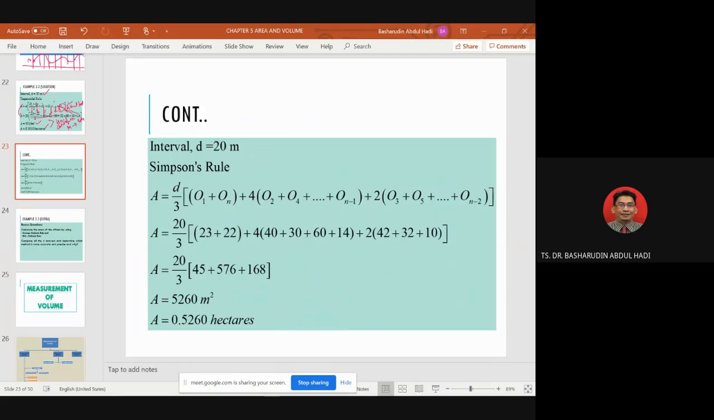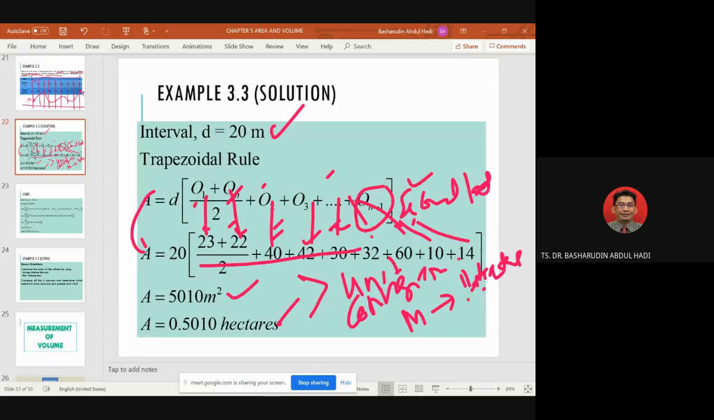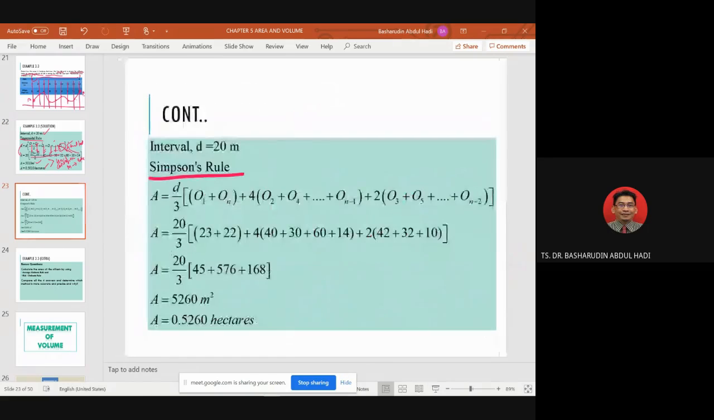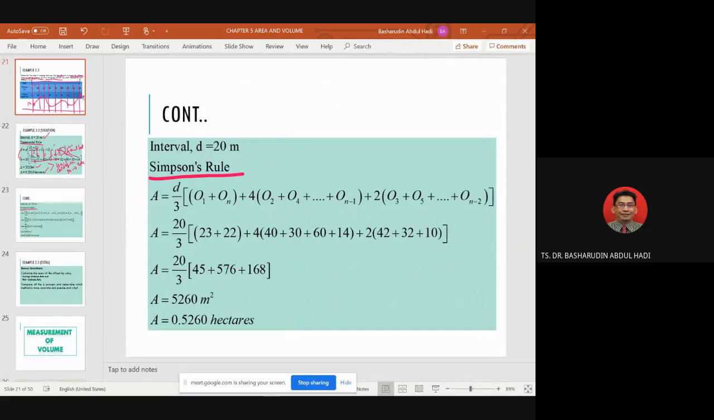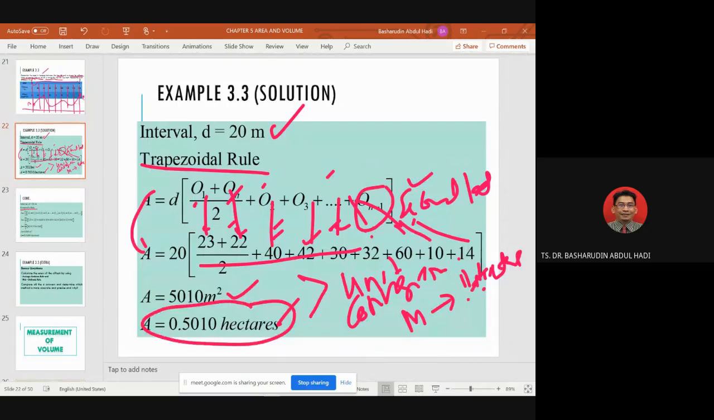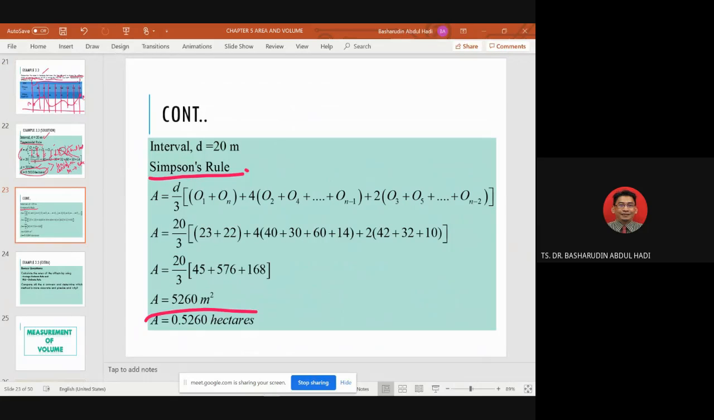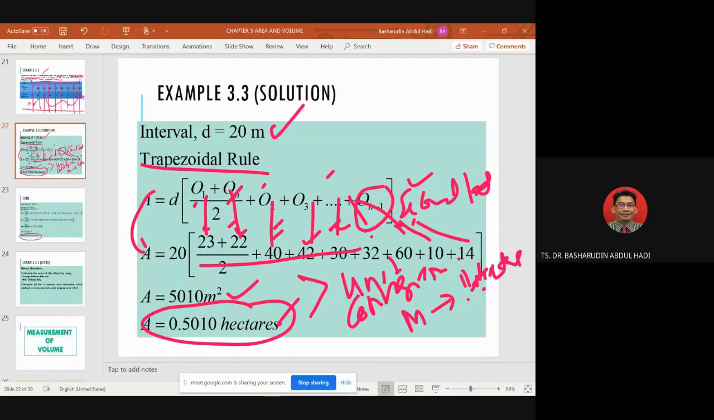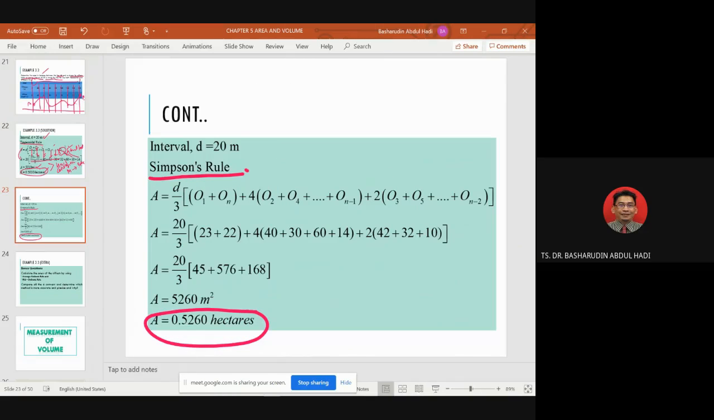Okay, we continue. First, you remember that we're using the trapezoid rule. Now we're using Simpson's rule, but based on the same project. You can see that this is our 0.50 acre, but using Simpson's rule, you get an area of 0.5260 acres. This one is 0.5010, meaning that this is highly accurate data.